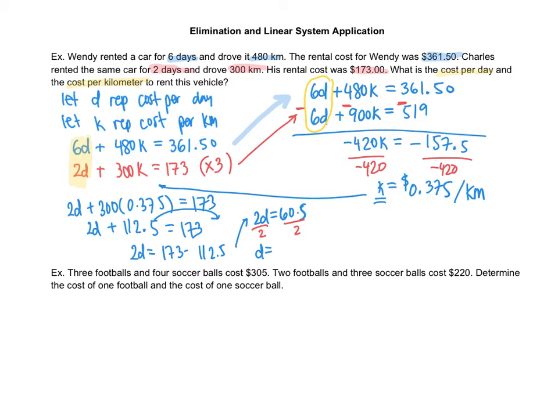So the actual solving is nothing new. It is just the initial setup and then deciding what your variables represent in the end. So I just got 30.25 for D. Going back to my let statements, D was the cost per day, so $30.25 per day. And because this is a word problem, we have to remember that we have to put a therefore statement.